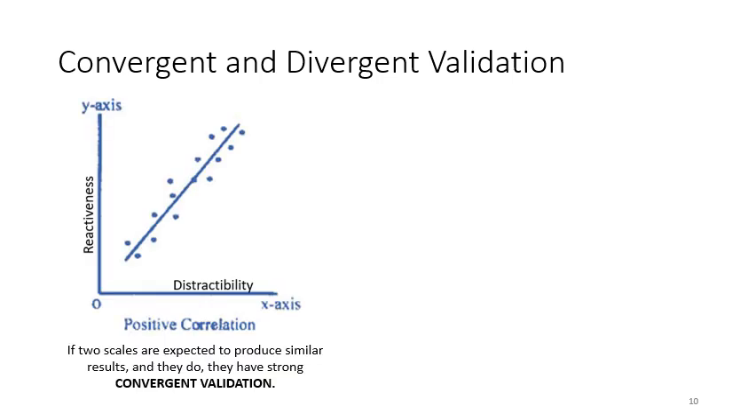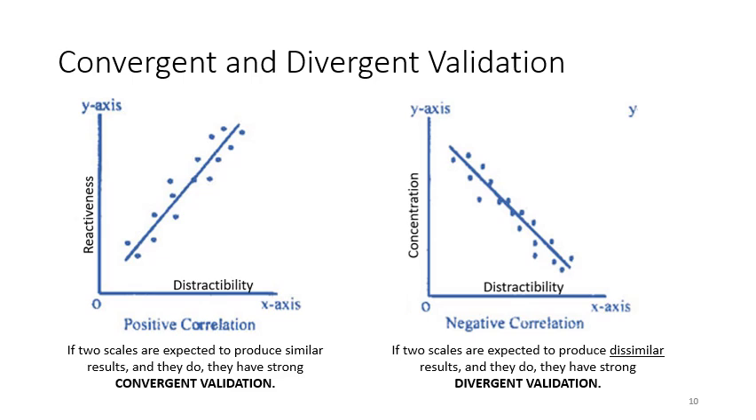Looking at these correlations, if two scales are expected to produce similar results, and they do, they have strong convergent validation. And here we have our distractibility variable along with reactiveness, and we can see that as distractibility gets higher, reactiveness gets higher. And here we have the divergent or discriminant validation, a negative correlation. As distractibility gets higher, concentration gets lower.